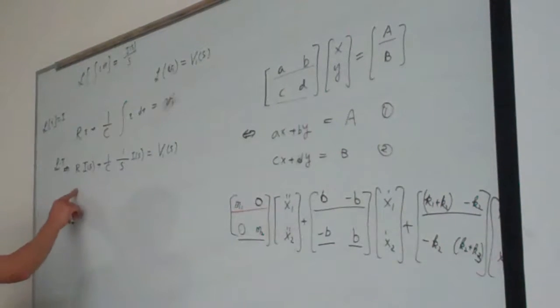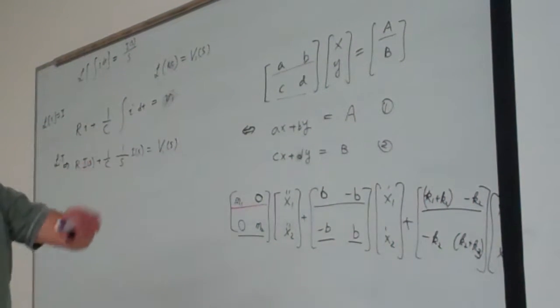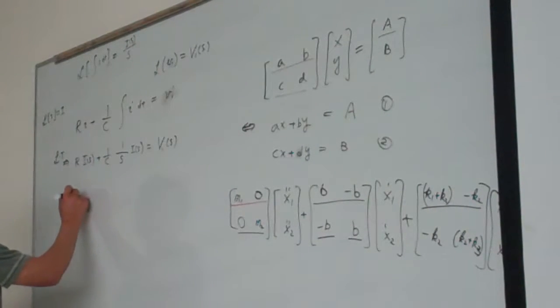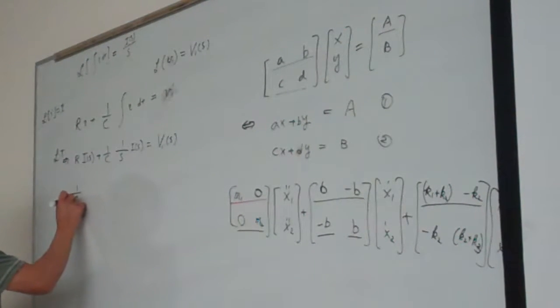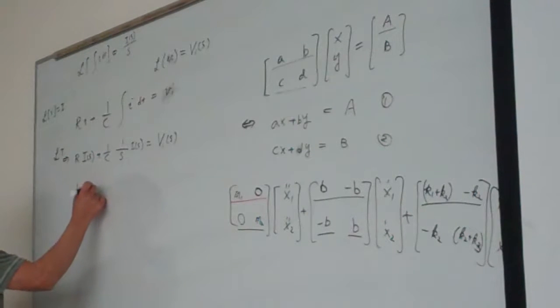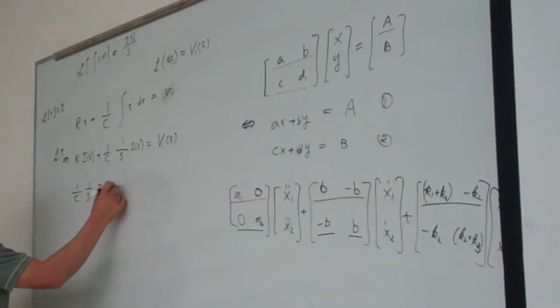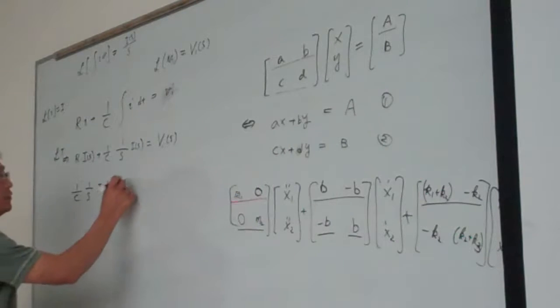So this is the first equation. The second equation is the same thing, the Laplace transform on that one. The second equation is 1 over C and s, I of s, equal to V2.